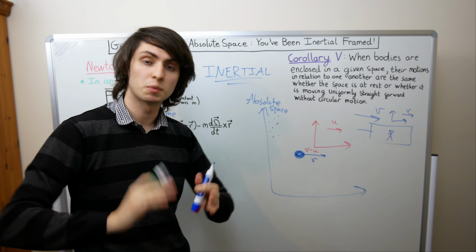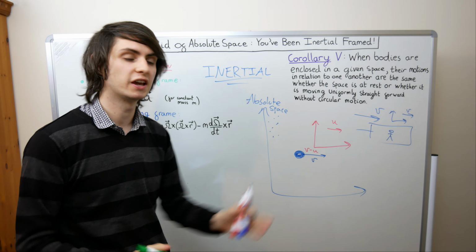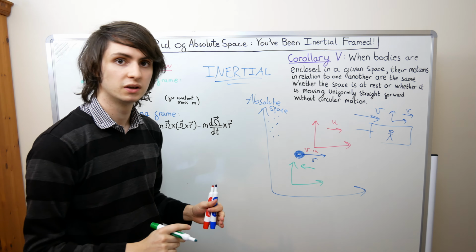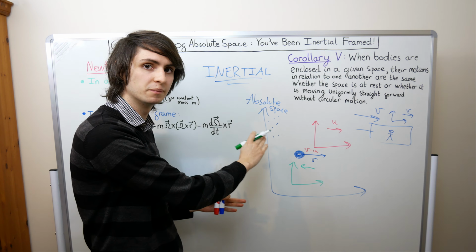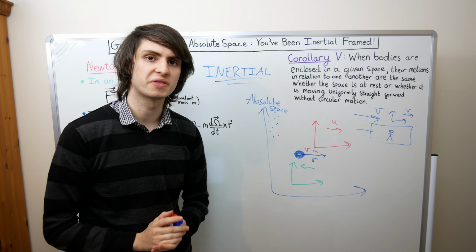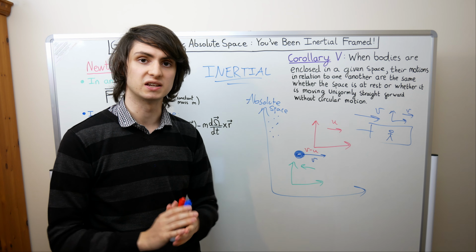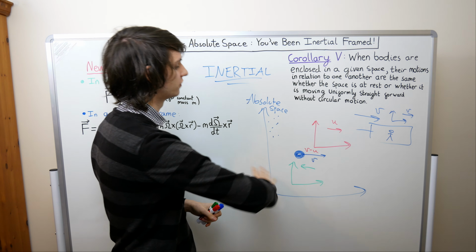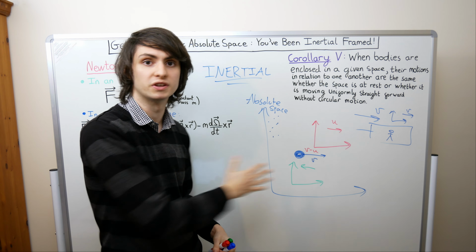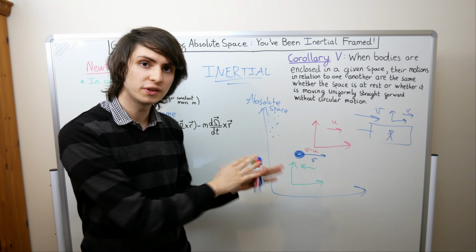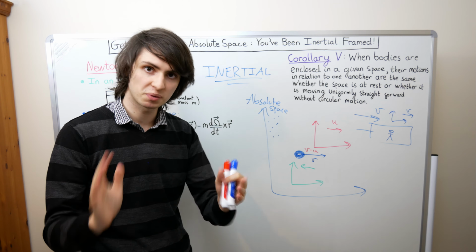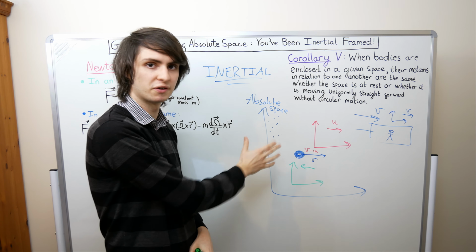This argument can be repeated for any frame moving in a straight line with a constant speed relative to the absolute space frame. So we don't just have one inertial frame, we have a whole infinite class of them. We see now what the problem with absolute space is. Absolute space picked out just one frame out of this infinite set as being special. But Newton's laws hold in all of these frames, not just one. All these frames are equally special. So we can get rid of absolute space and replace it with this set of inertial reference frames.